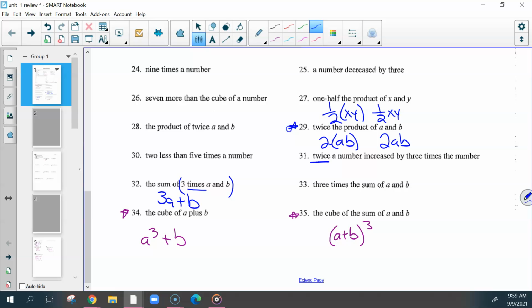Twice a number increased by 3 times the number. This one does not say that these numbers are different numbers. So whatever variable we choose here is going to be the same variable over there. Twice a number, how would I write that? 2 times x. And then increased by, how would I do that? Add 3 times the number. How would I write that? 3 is whatever variable you chose. It doesn't say to simplify it, but we know those are like terms we could simplify it.